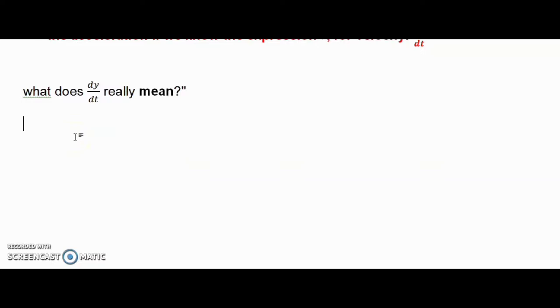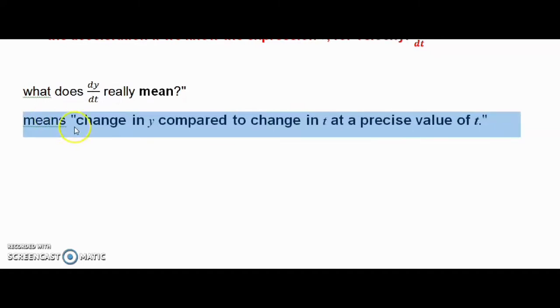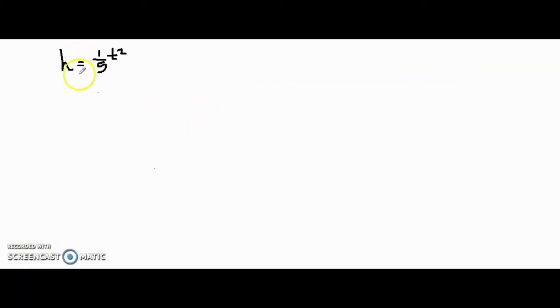What does dy by dt really mean? It means the change in y compared to the change in t at a precise value of t. So, rate of change of y with respect to t. Example: given h is equal to 1 by 5 t squared, find the rate of change of h with respect to t when t is equal to 2. So here we require the rate of change of h with respect to t.